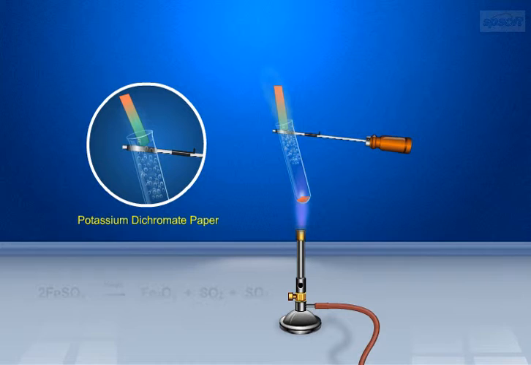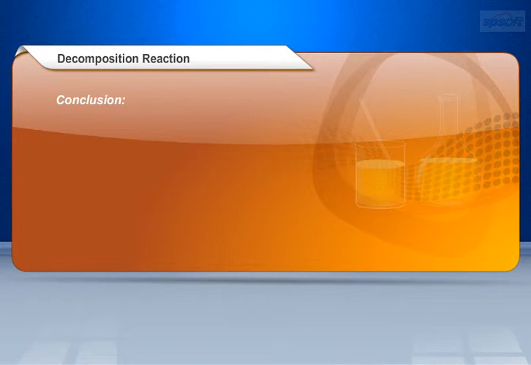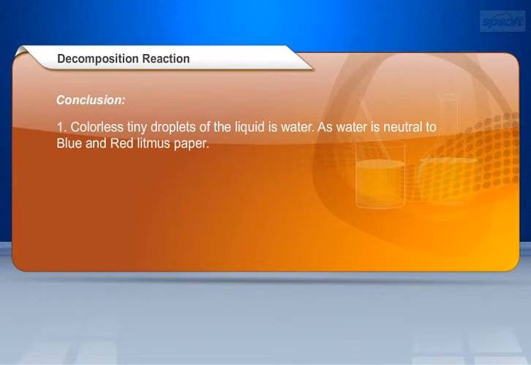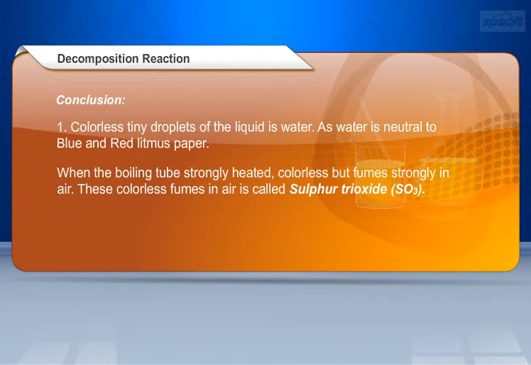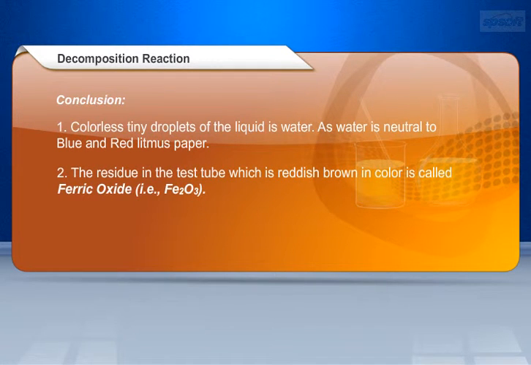The conclusions of this experiment are: the colorless tiny droplets of liquid are water, as water is neutral to blue and red litmus paper. When the boiling tube is strongly heated, colorless fumes appear in air. These colorless fumes are called sulfur trioxide. The residue in the test tube, which is reddish brown in color, is called ferric oxide. The colorless fumes which cause a sensation of cough are called sulfur dioxide.